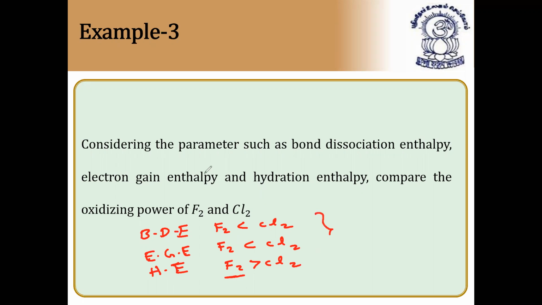So parameters such as bond dissociation enthalpy, electron gain enthalpy, and hydration enthalpy compare the oxidizing power of fluorine and chlorine. Fluorine is less than chlorine in bond dissociation enthalpy. Fluorine is also less than chlorine in respect of electron gain enthalpy. And in hydration enthalpy, fluorine is greater than chlorine. I hope it is clear.